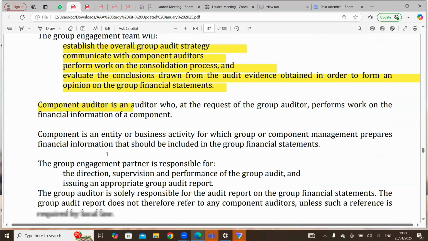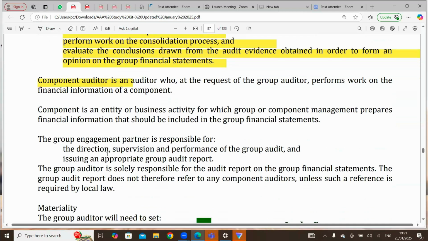Next one we have is the definition of a component. What is a component? A component is an entity or business activity for which a group or component manages and prepares financial statements. So a component is simply a subsidiary. A component is simply what? A subsidiary. That's a component.